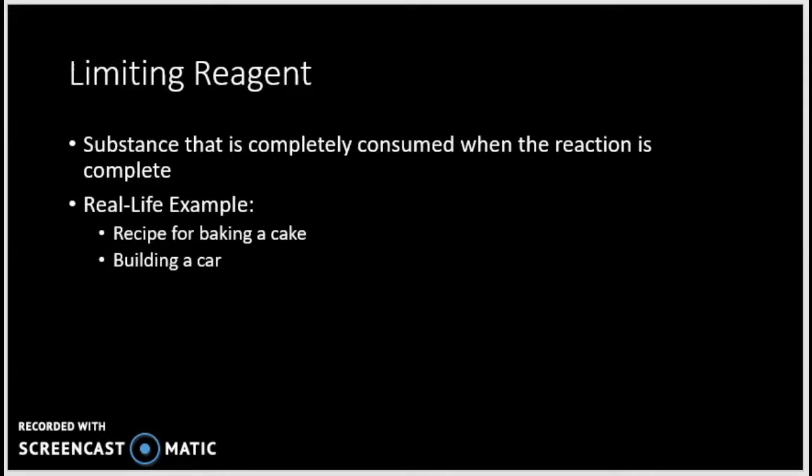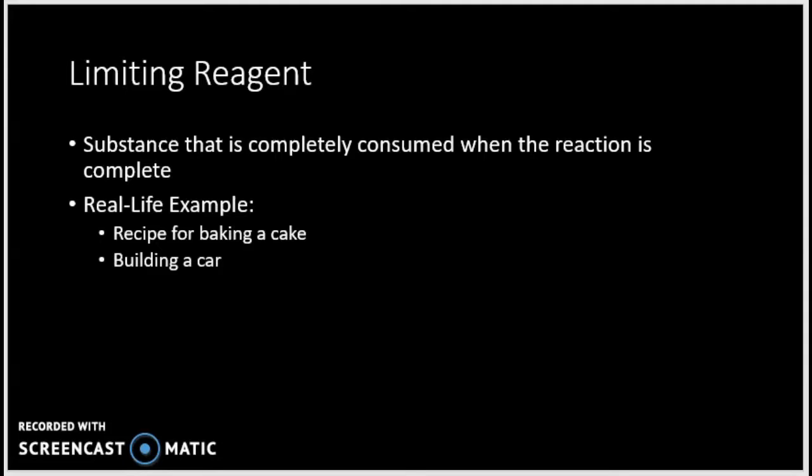Well, a limiting reagent is a substance that's completely consumed when the reaction is complete. Some real-life examples you can point to are baking a cake from a recipe. If the recipe calls for 8 eggs and 4 cups of flour, and you have the 8 eggs, but you only have 2 cups of flour, well, the 2 cups of flour are limiting how much cake you can actually make. We can also look at when you build a car.